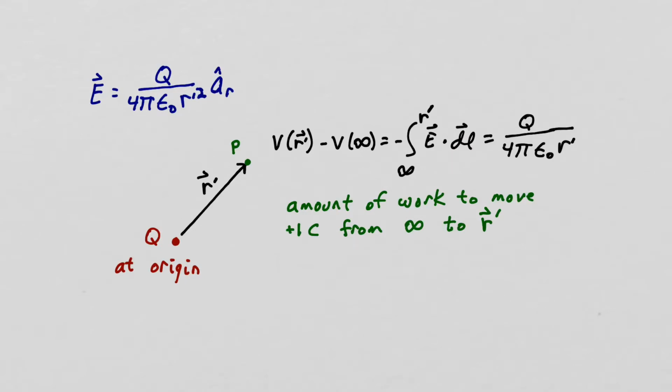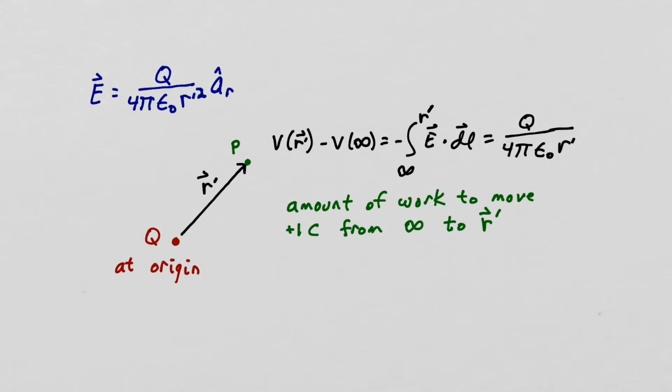When you see this equation, your mental model should be 1 coulomb times the electric field intensity is a force, dotted with dl, a differential length, is a differential work. Summing those differential works from infinity to R' is your potential difference between these 2 points. We've previously substituted our electric field intensity for a point charge and done this integration. The result is Q over 4 pi epsilon sub 0 times the distance R'.